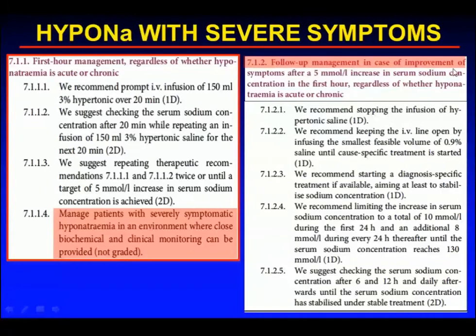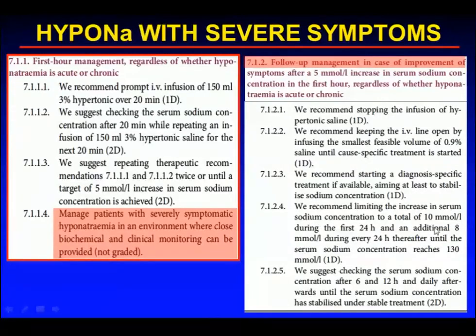If you have an improvement and if the target of an increase of 5 millimole per liter is obtained, regardless whether the hyponatremia is acute or chronic, that you understand why we defined previously, we recommend to stop the infusion of hypertonic saline, and we recommend to keep, of course, the IV line with normal saline, and to start the diagnosis-specific treatment, if available, to obtain a stabilization of sodium concentration.